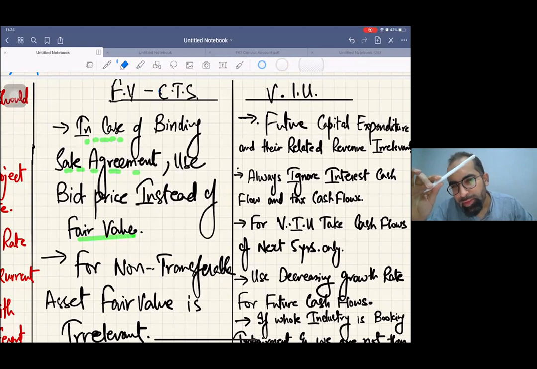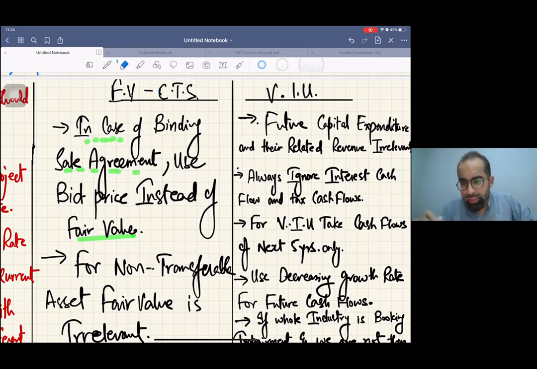Now what if in these days the fair value of this pen becomes $120? The fair value rises and becomes $120. So no issue. Still, if the fair value is $120, I will still get $100 because I have done the binding sale agreement with the other party. So I'll be receiving $100 fixed. So now fair value is not relevant for me. Now bid price, the agreement price, is relevant for me.